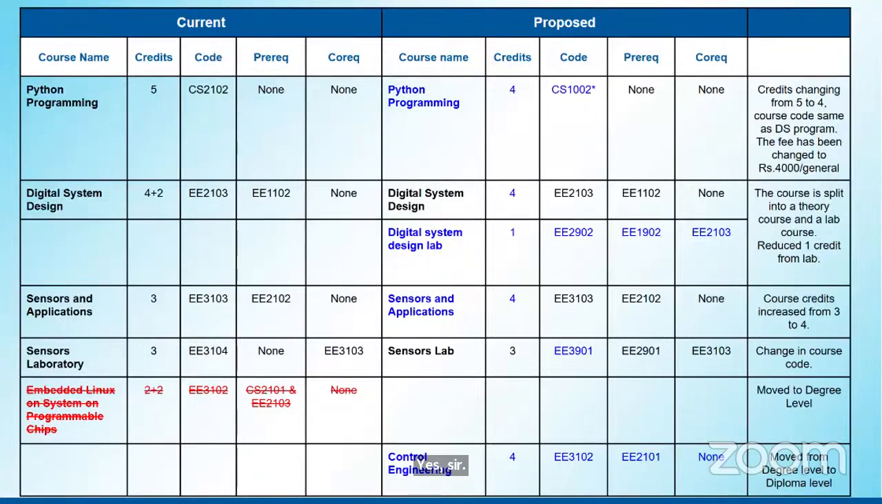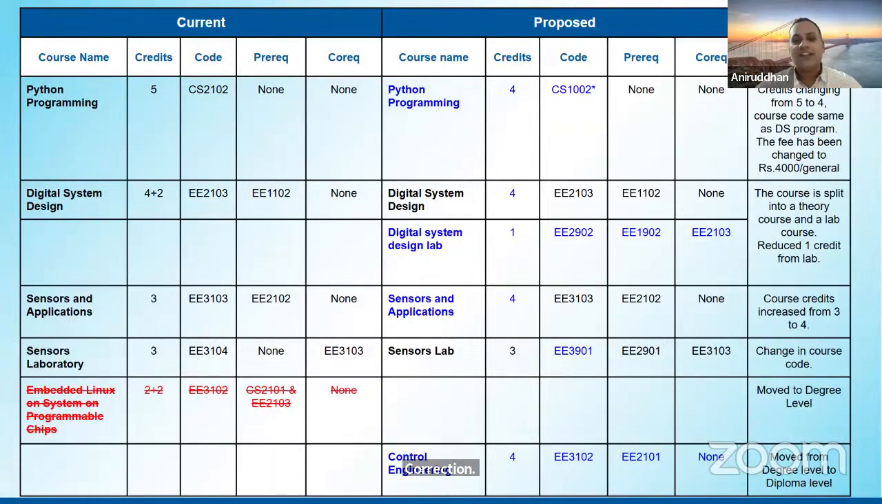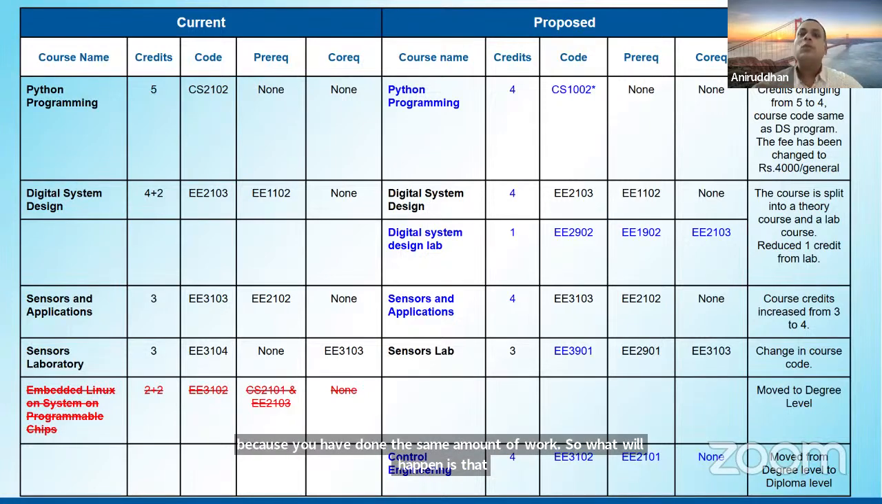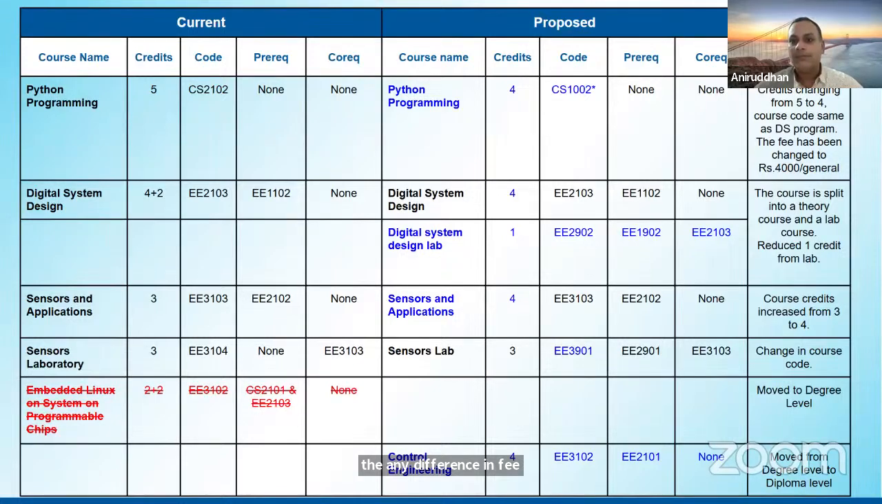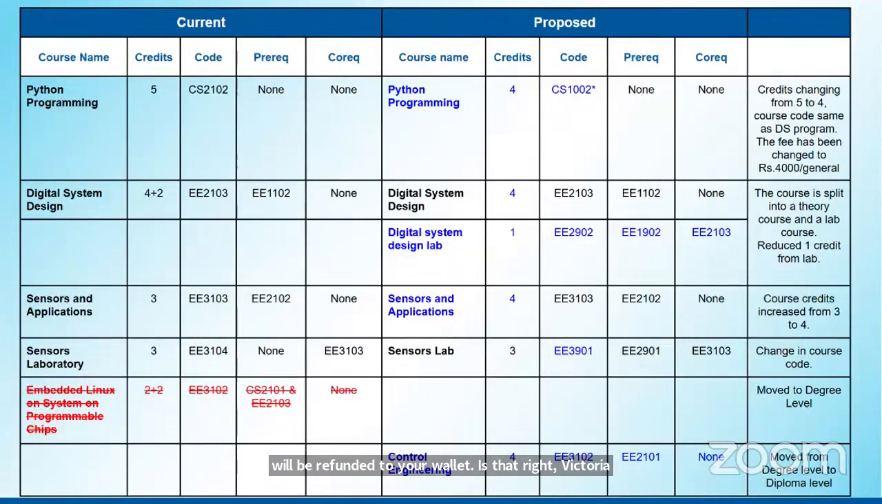Right. So what will happen is that you will earn basically 4 credits, because you have done the same amount of work. Any difference in fee will be refunded to your wallet. Is that right, Victoria? Yes, sir. For everyone who has completed this course, the amount will be refunded, and the credit will also be changed.